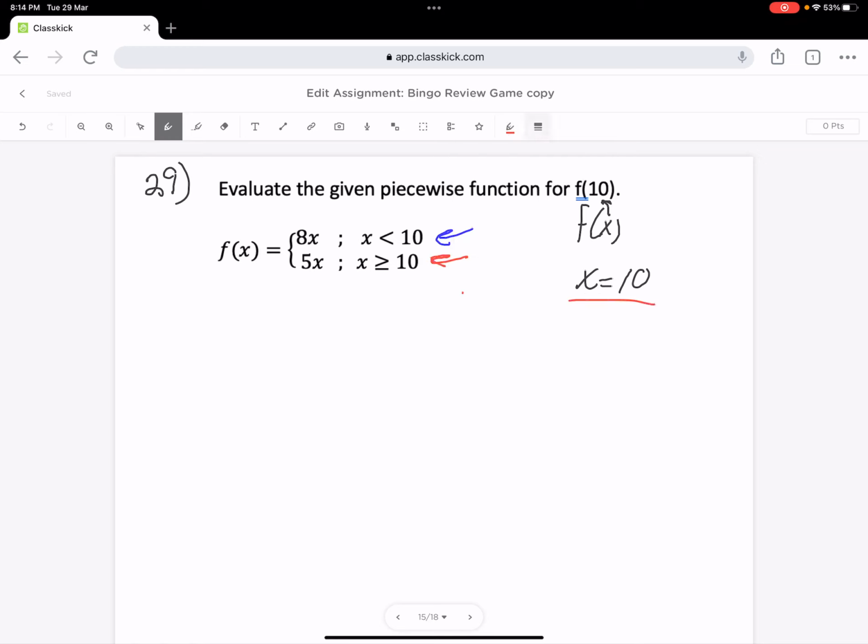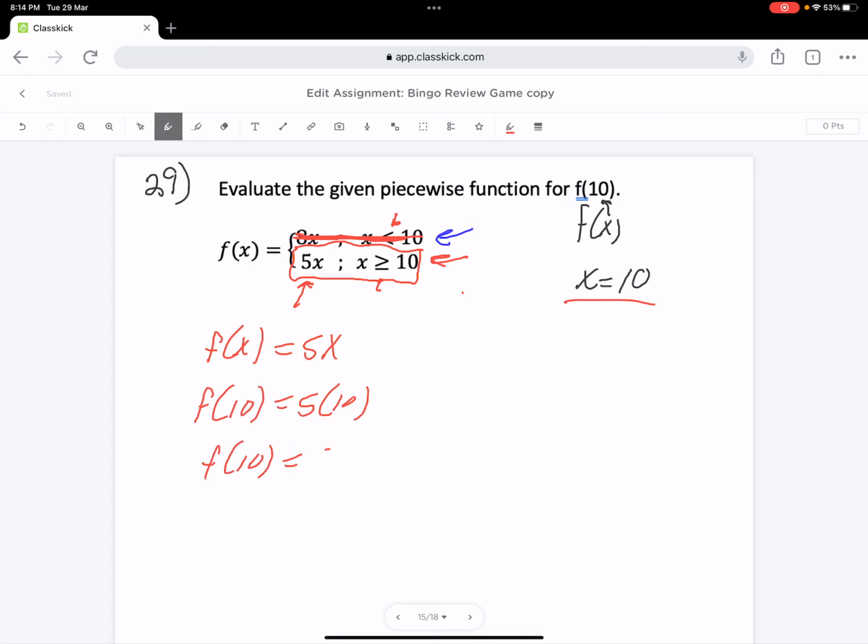Well, x is 10, so I look, oh, I see 10 for both of them. But this is less than 10, and this is greater than or equal to 10. So it's not part of this domain because it is not less than 10, since it is equal to it. So it's part of this domain. That means I will use this function rule of f of x is equal to 5x. So I'm trying to solve for f of 10. So I simply substitute 10 in for x. So f of 10 is equal to 50.